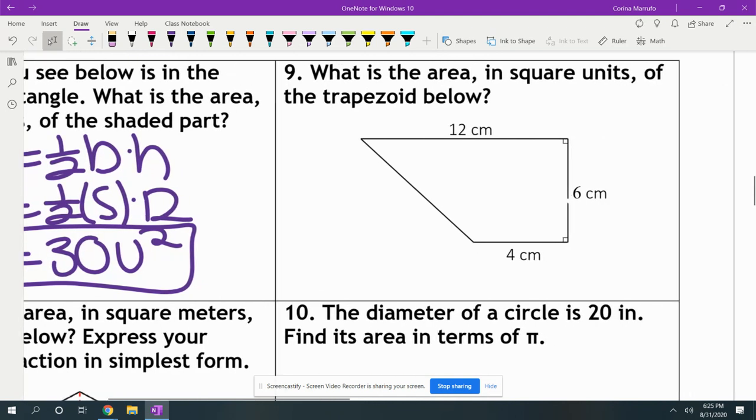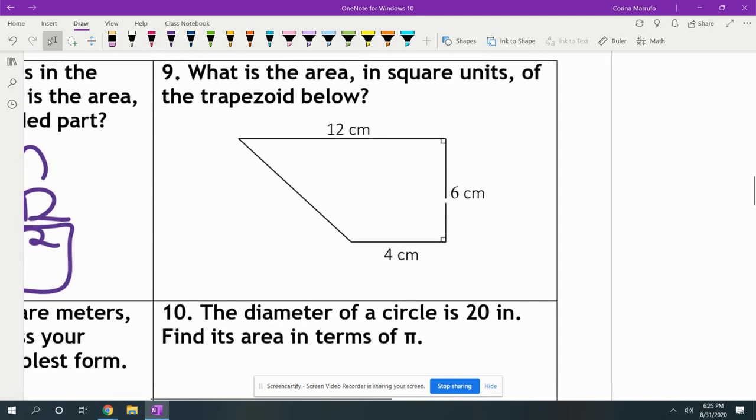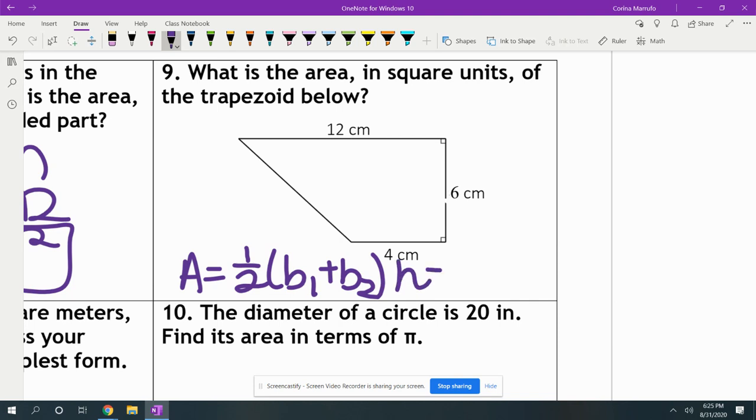All right, the next one, it says, what is the area in square units of the trapezoid below? Okay, so the area of a trapezoid, here's our formula. Area equals 1/2. You add your bases together and you multiply by the height. So we're going to take 1/2. Our bases are 4 plus 12. And we're going to multiply it times 6.